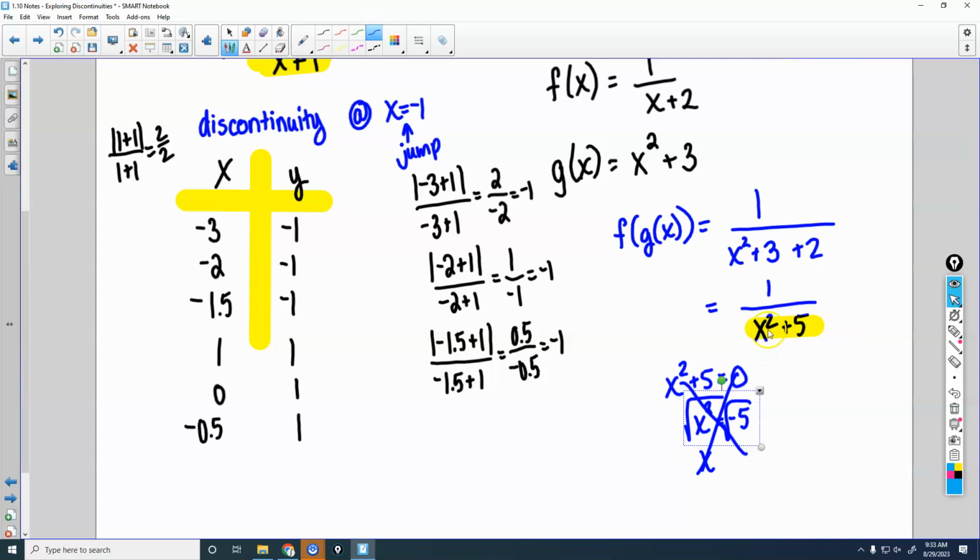So this can never equal 0 because you've got a positive plus another positive, which is never going to give you 0. The only way you could make that be 0 is to plug in an imaginary number, which is not what they're looking for on these problems. So this one has no discontinuities.